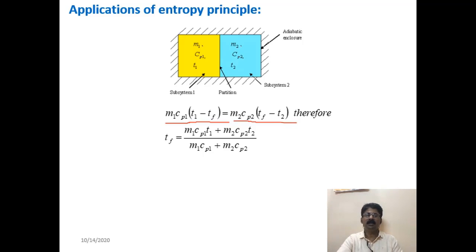Now from this equation you can simplify and get an expression for Tf as m1 Cp1 T1 plus m2 Cp2 T2 divided by m1 Cp1 plus m2 Cp2. So I request all of you to simplify the above equation and you can get this equation. You just have to open the bracket and simplify.